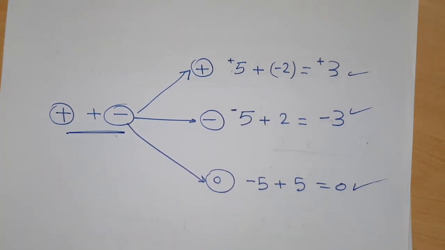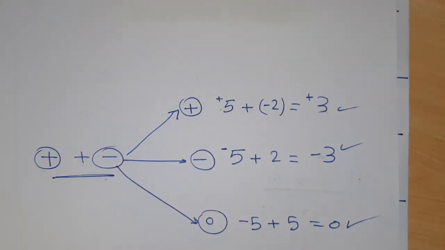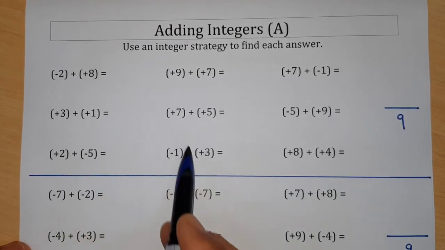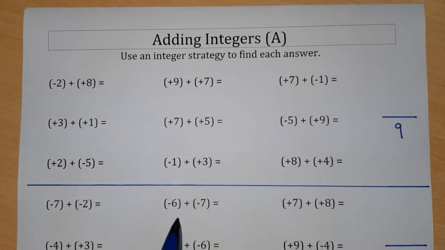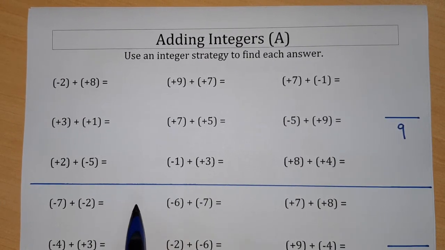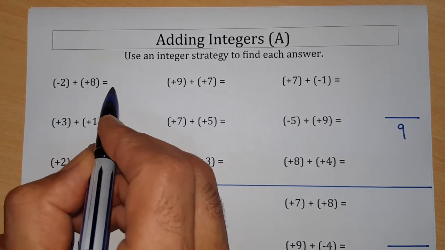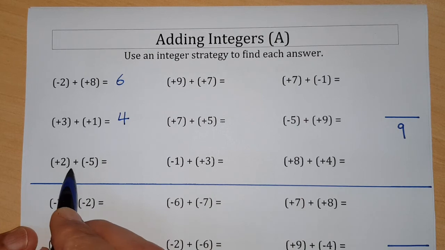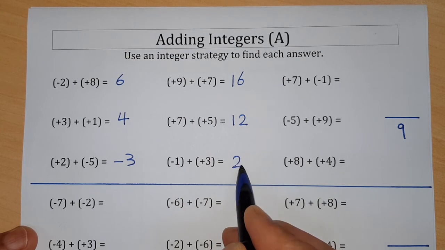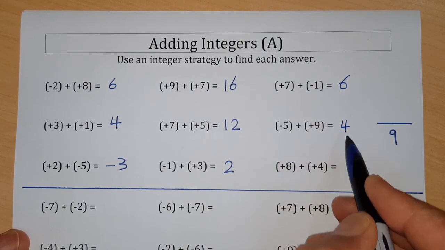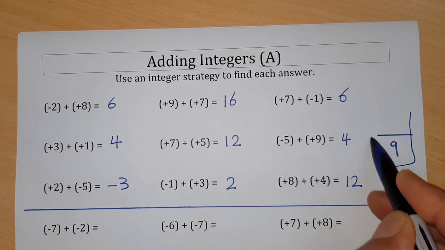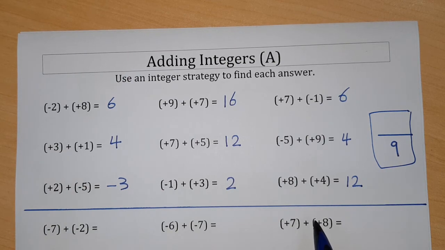Okay? Now I want each one of you, if you understand the lesson, to try to solve these questions. Stop the video now and solve the first set of 9 questions. Check your answer with me. 6, 4, negative 3, 16, 12, 2, 6, 4, and 12. Give a mark to your answer. How many did you get from 9? Okay, thank you so much.